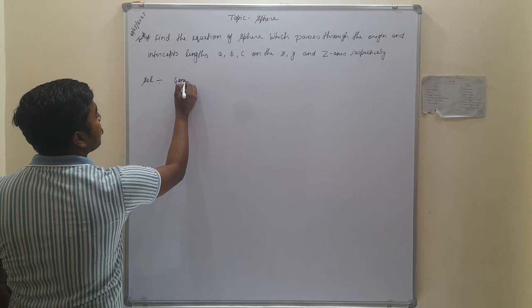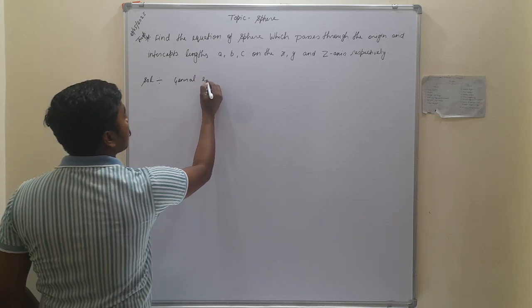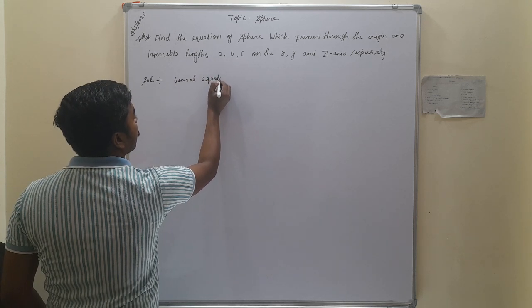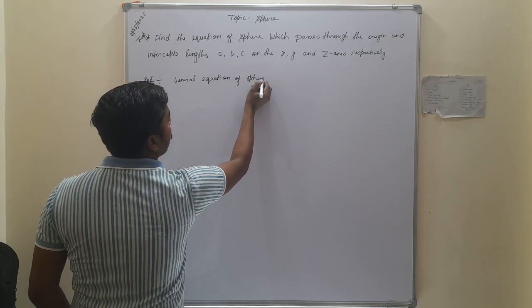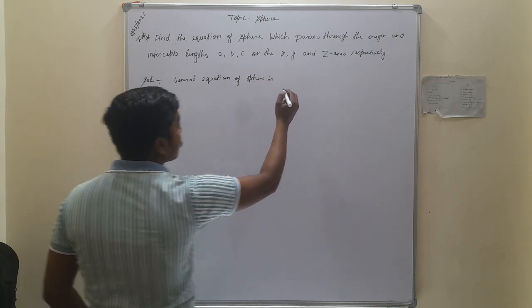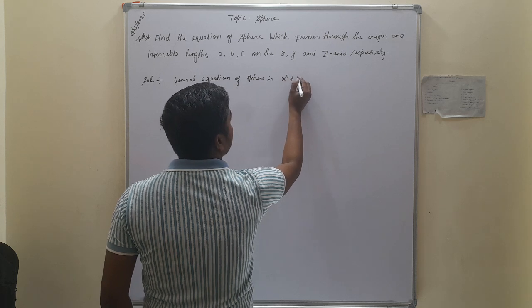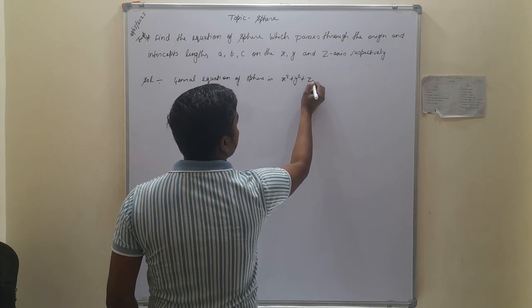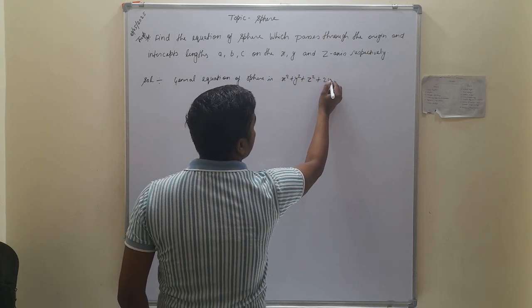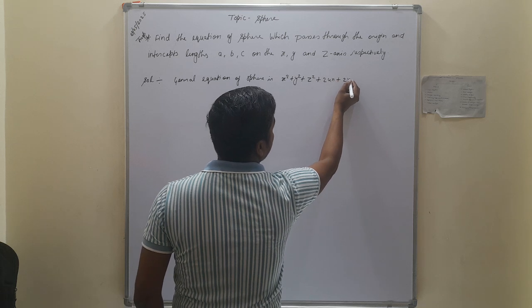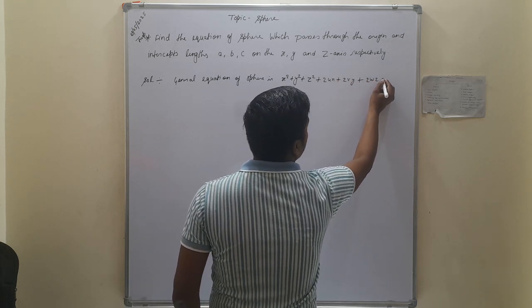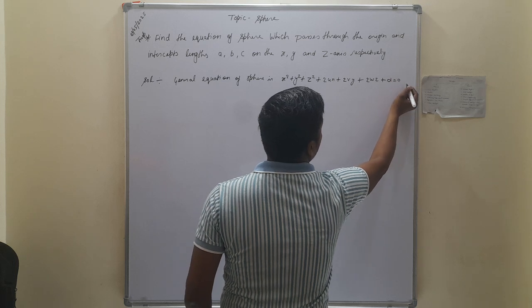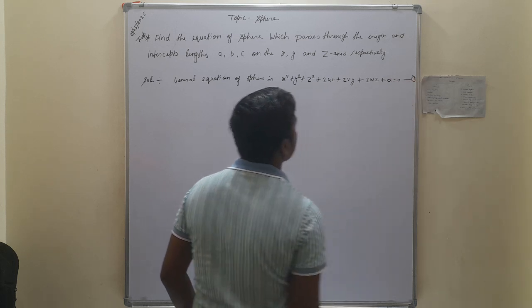The general equation of a sphere is x squared plus y squared plus z squared plus 2ux plus 2vy plus 2wz plus d is equal to 0. Let this be equation 1.